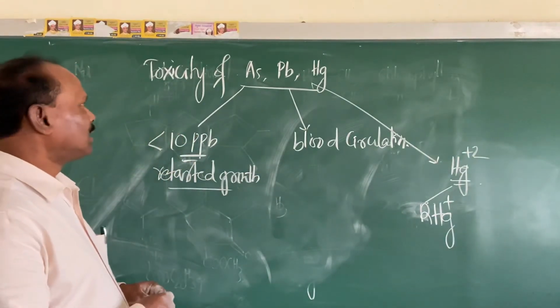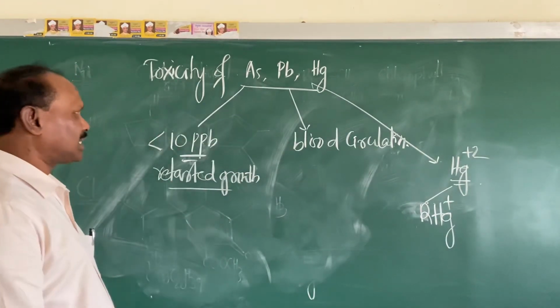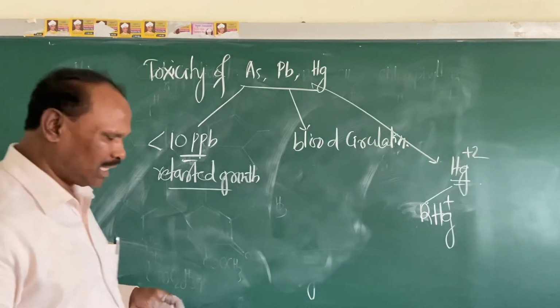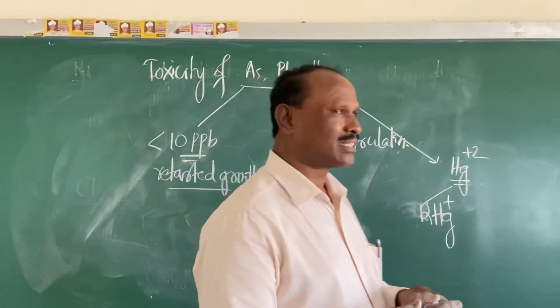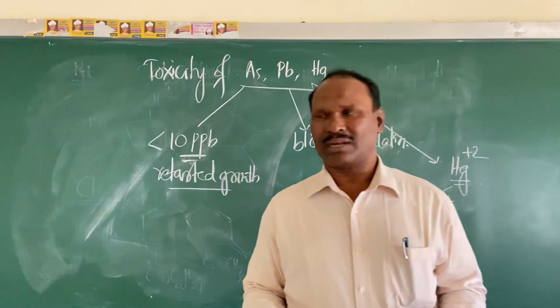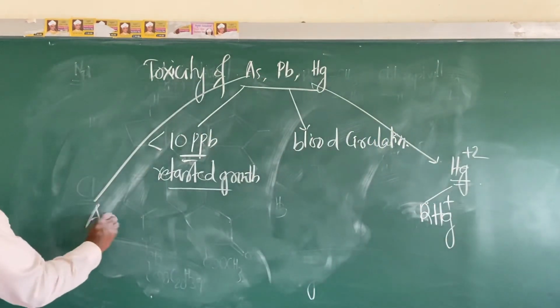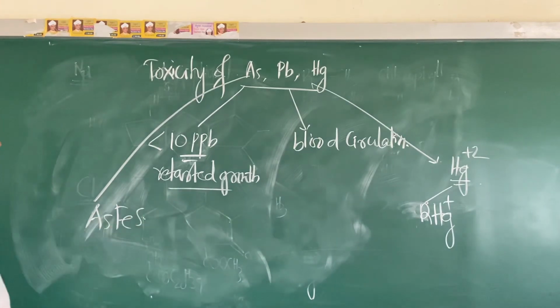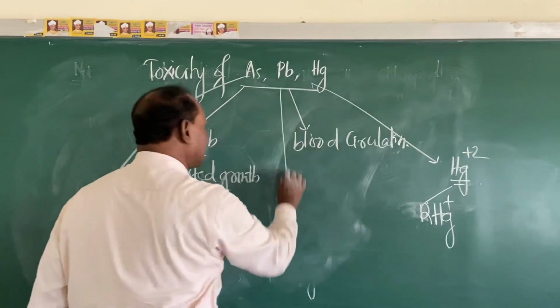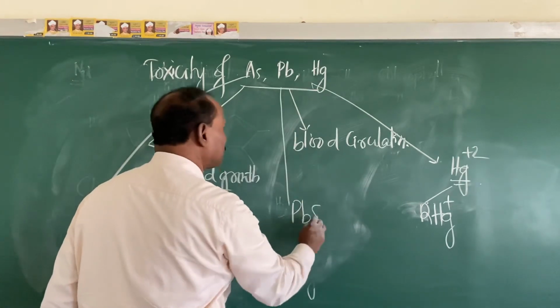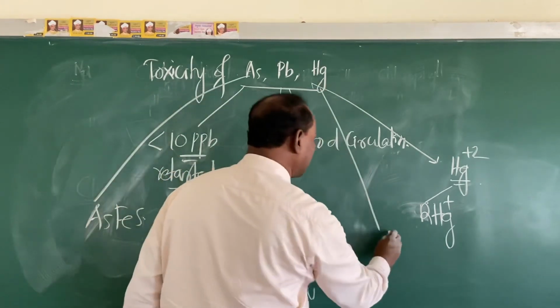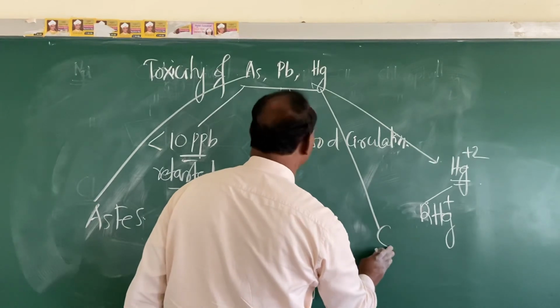And remember, all these three metals, arsenic, Pb and Hg, are present as their sulfide ores. For example, arsenic is present as arsenoiron sulfide. Then lead is present as galena, and mercury is present as cinnabar.